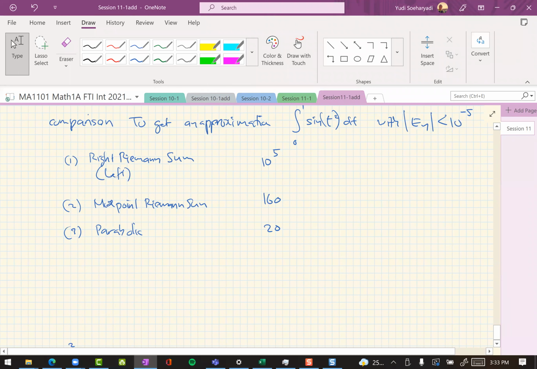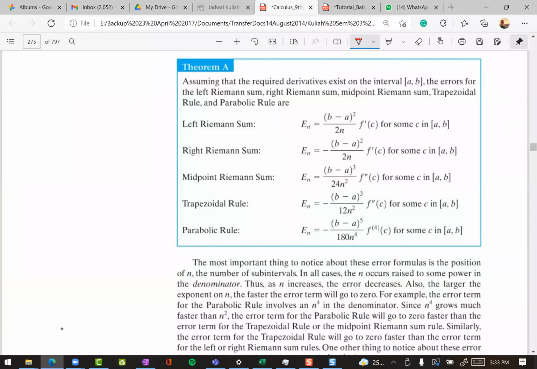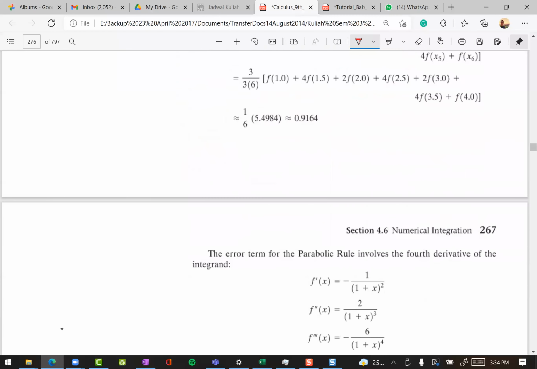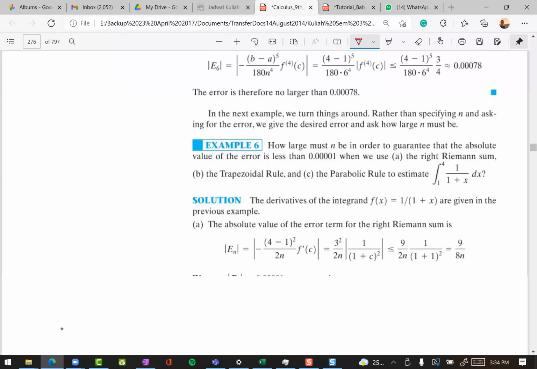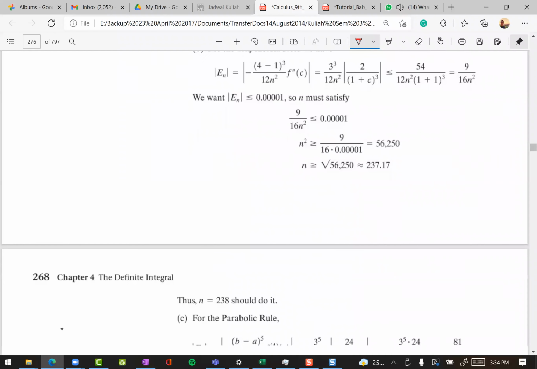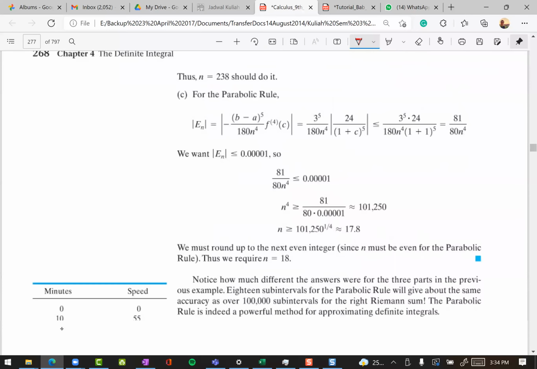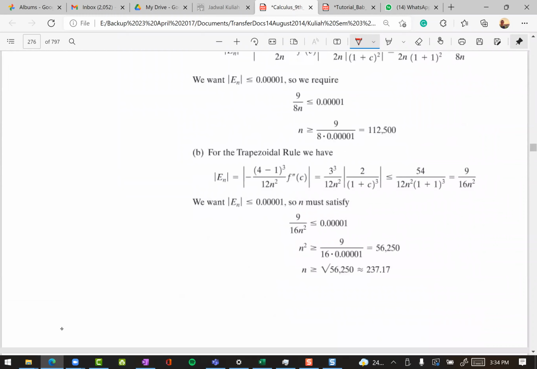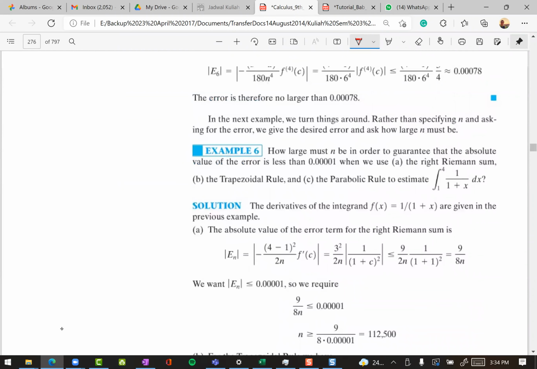Okay, questions? Okay, so far? Let me find some other example. Okay, these are basically the same examples. This is an example. Let's see. Change the problem.